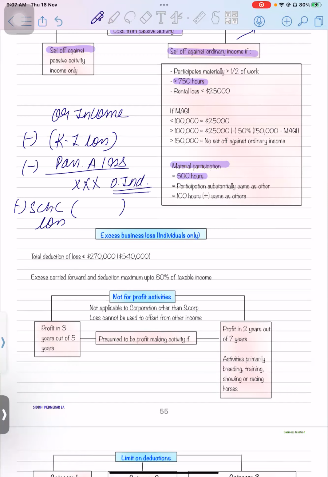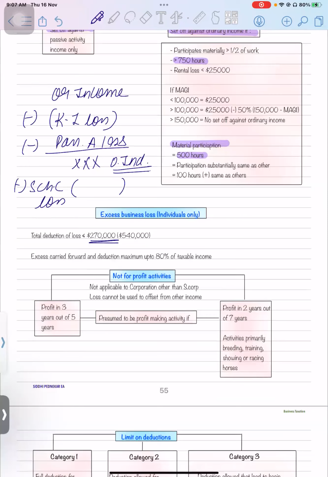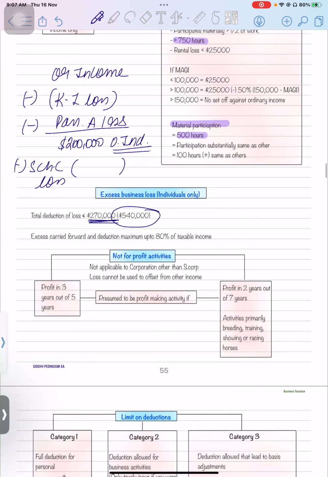Now this set off can be done only up to a limit, that is 2,70,000 in case of a single taxpayer. In case of MFJ, it will be 5,40,000. Okay, so let's take an example here. It is just 2 lakh ordinary income which is remaining. Now you can set off, not 270, but let's say you have a Schedule C loss of 2,80,000. You can set off only 2 lakh over here. So can I say the remaining 80,000 will get carried forward?